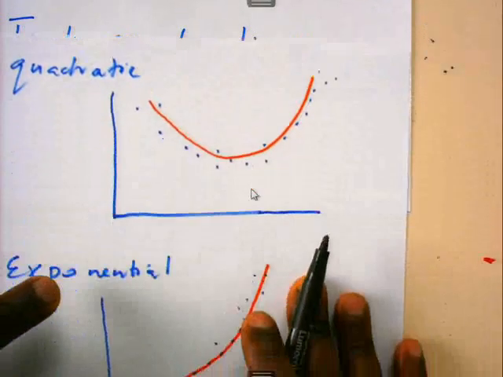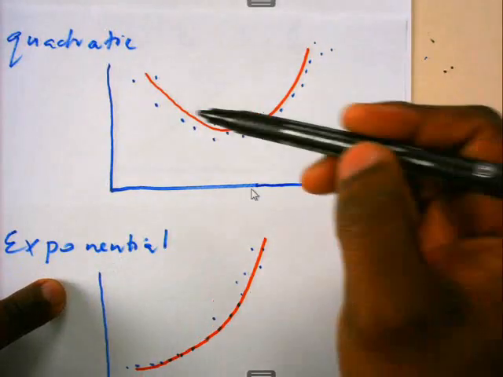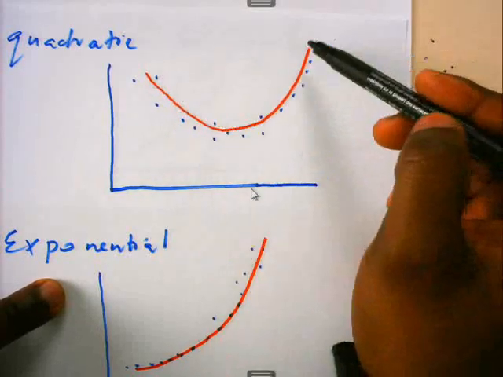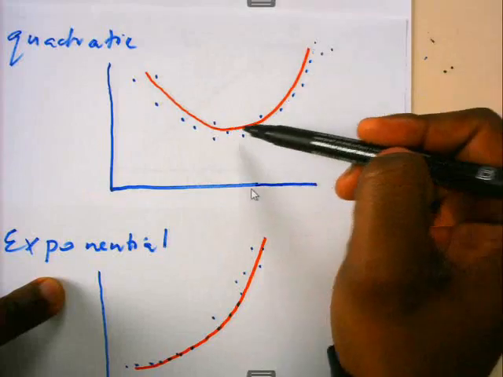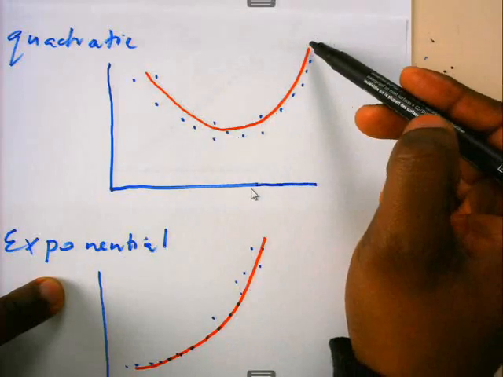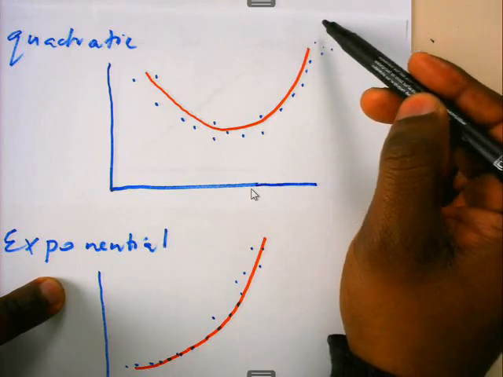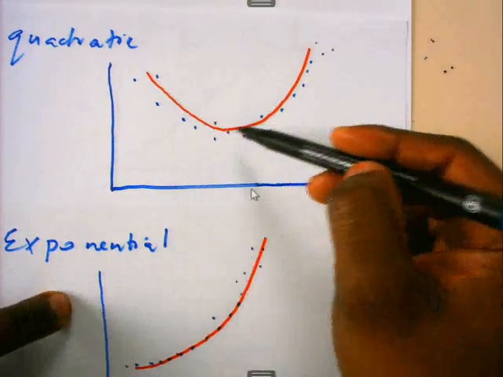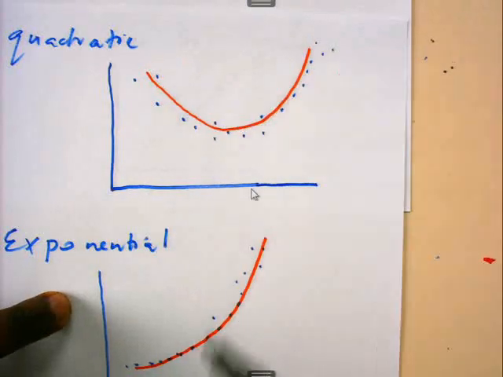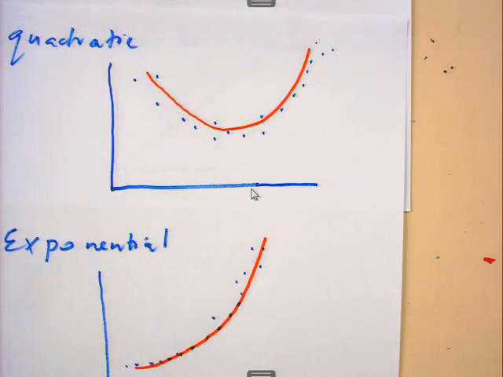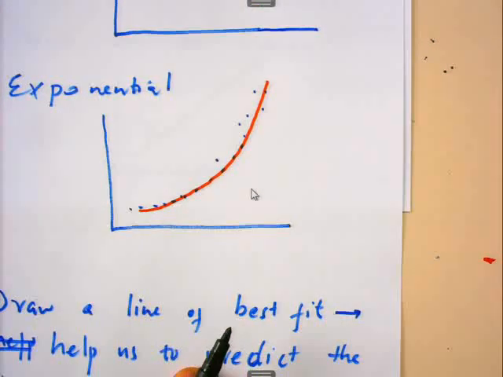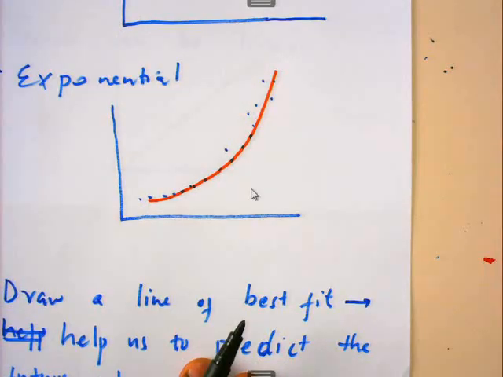The same also goes with the parabolic kind of graph, a quadratic trend. Already it tells us that in future you cannot have values here. But chances are you'll have values going this way, because the trend has been established, which is a quadratic trend. Then the same goes with the exponential kind of trend.